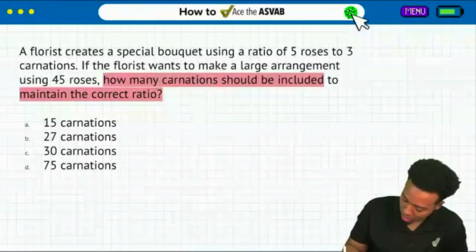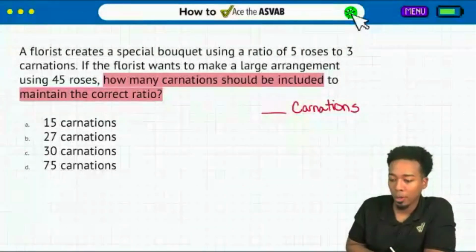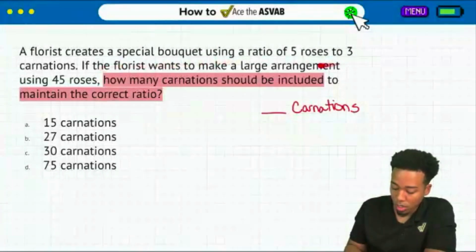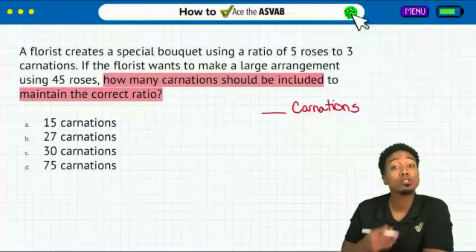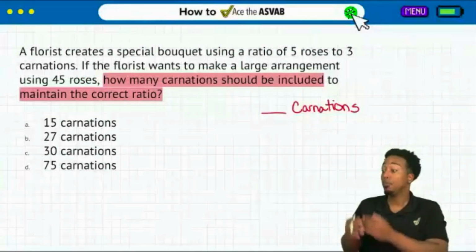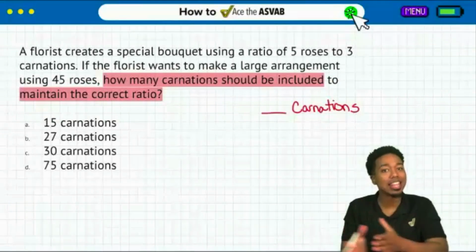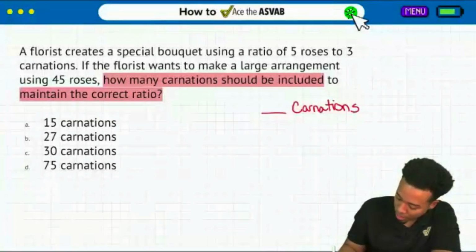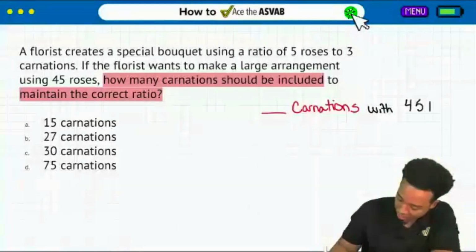Perfect. Everybody, yes or no? Do we understand that we are looking for the number of carnations? Good. And notice that in the question, they say, if the florist wants to make a larger arrangement using 45 roses, how many carnations? So that's the giveaway, being if we have this many of this, how many of that? That's what's going to tell us that this is a comparison or a ratio being given to us. So boom, blank carnations with 45 roses.